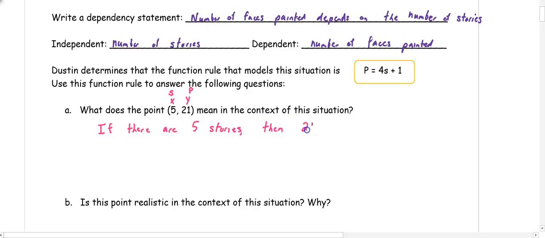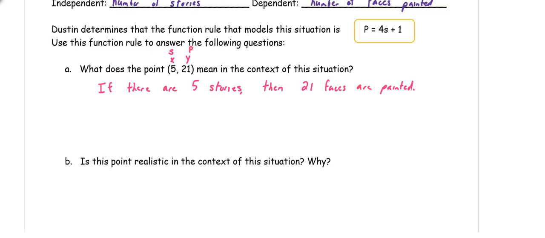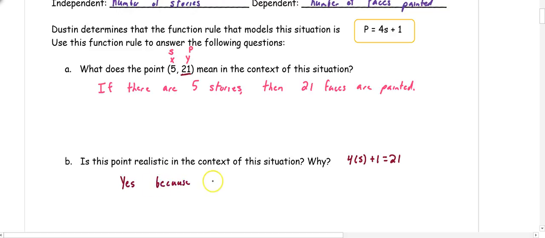then 21 faces are painted. Now we need to know, is this point realistic in the context of the situation? To know if it's realistic, we have to think about 2 things. 1, does the number make sense as an input? And 2, is the output the number that works for the solution? So in this case, does 5 work as an input? Yes, we can have 5 stories. Does it work as an output? When I put this into the equation, 4 times 5 plus 1, I get 21, which is what the output was. So is this a realistic point? Yes, because it's a solution to the function rule.